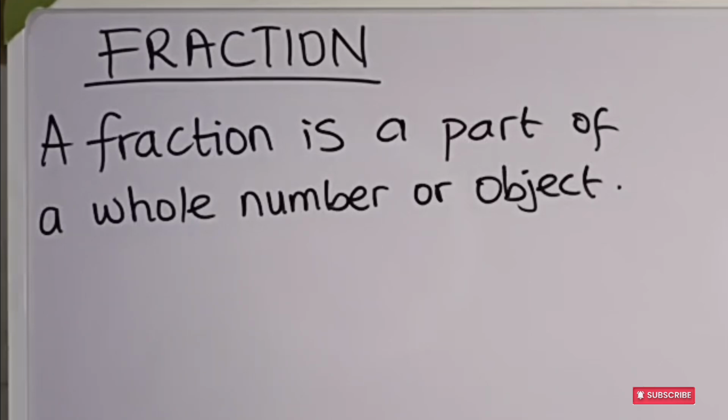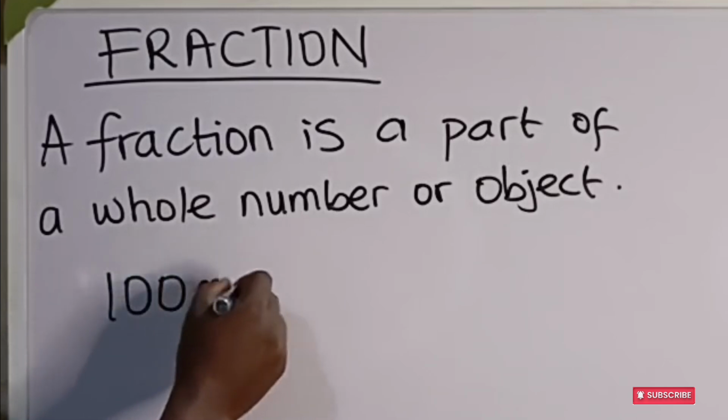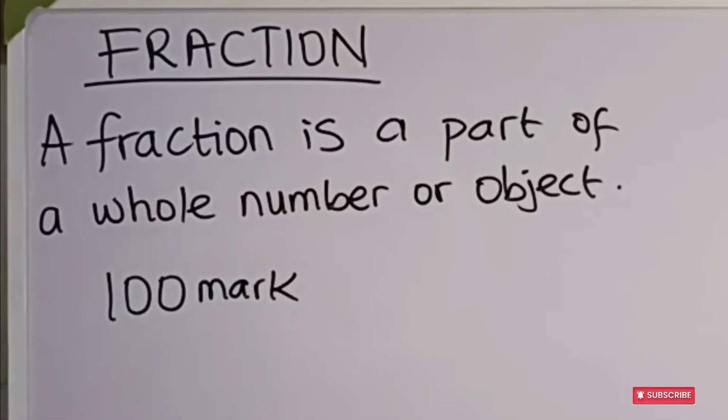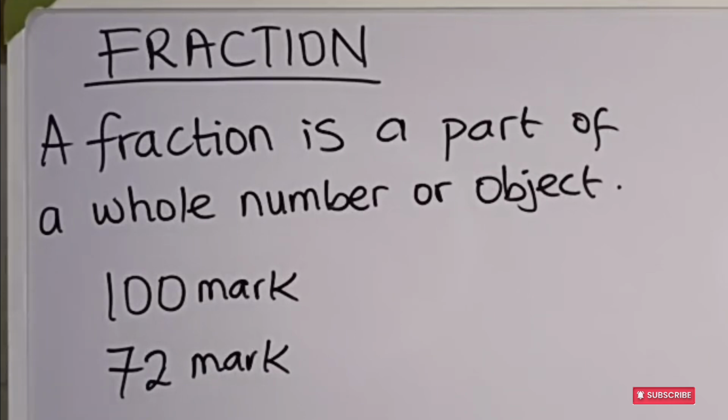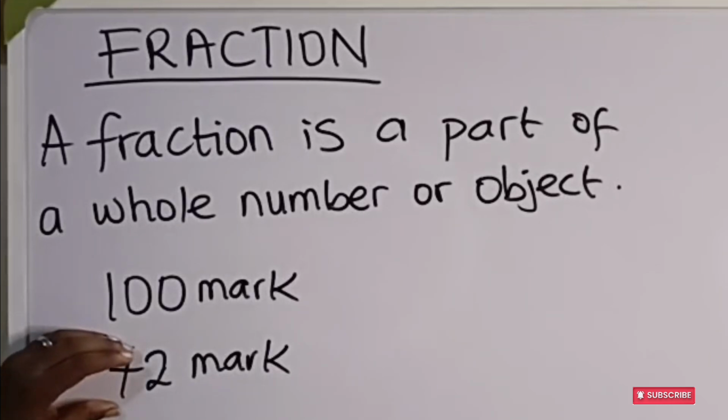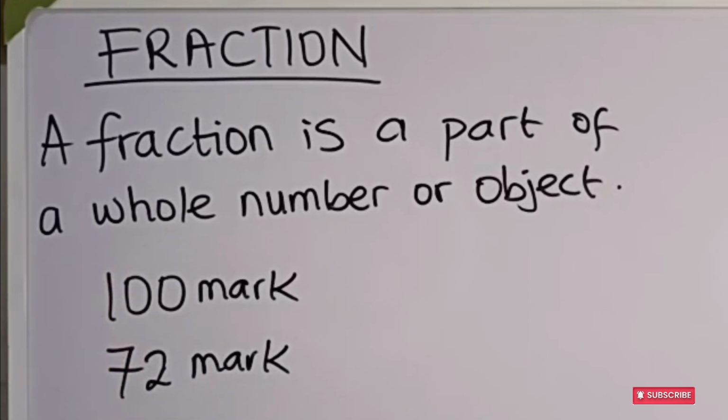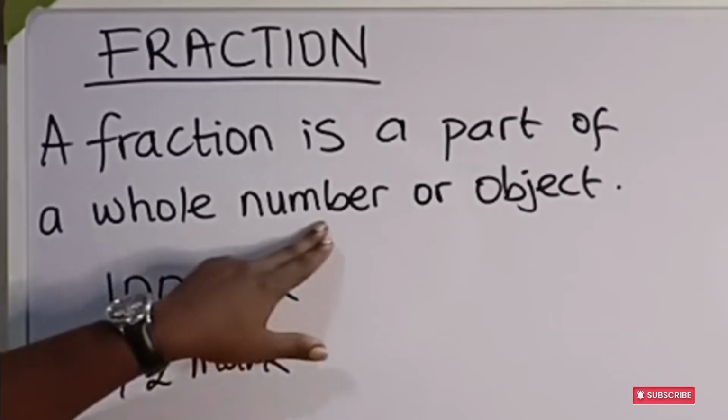So for example, if someone is supposed to have 100 marks in a test, and instead of getting 100 marks, he got 72 marks. 72 is a fraction of 100. So 72 is a part of the whole score the student was supposed to have, right? So a fraction is a part of a whole number.